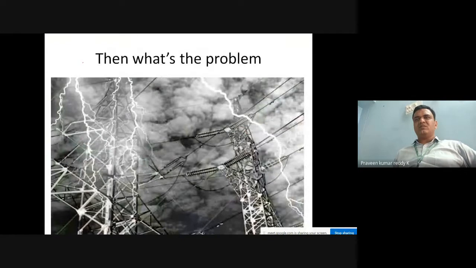So then what's the problem? If everything goes fine, everything is okay. But the problem is the natural calamities.